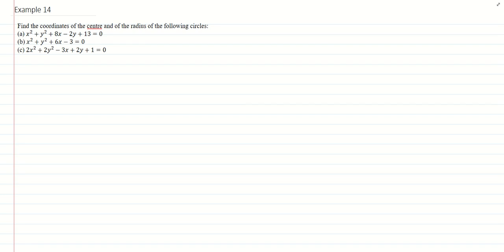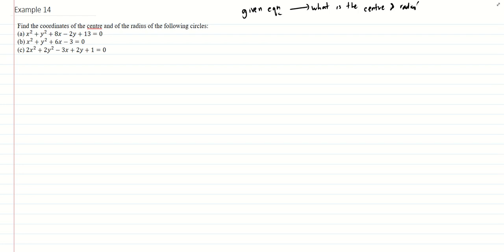Okay, so in the previous video, we have taken a look at how to form the equation of a circle given the center and the radius. So in this video, we'll be going through an example of the reverse process. So given the equation, what is the center and radius?